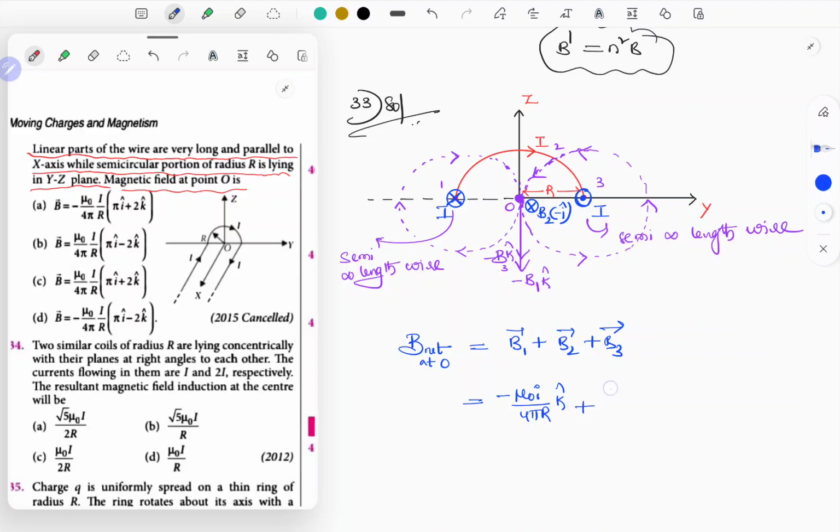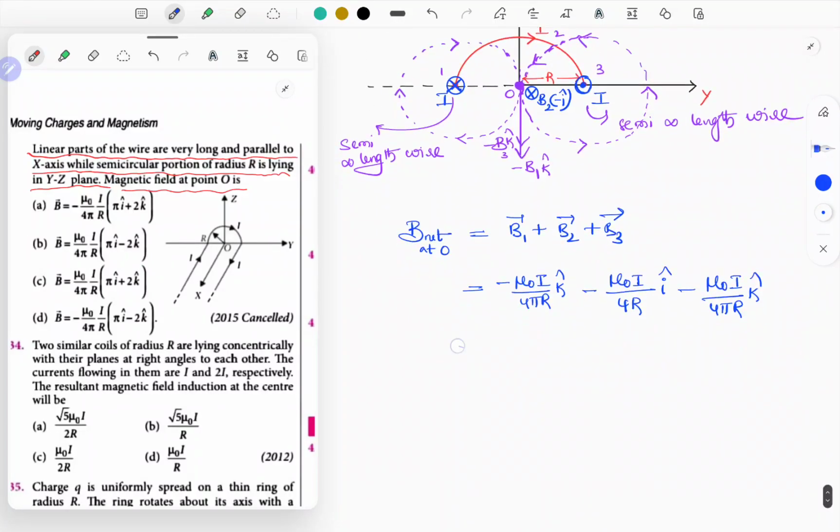Next, B2, it is into the board, right? So it's going to be a semicircle. Mu naught I by, it's a semicircular wire, right? So you are going to get 4R, direction minus i cap. Let me write down here itself, minus i cap. Next, B3, the magnetic field due to the third wire, that is also a semi-infinite wire. So already given the representation here, B3 is mu naught I by 4 pi capital R, direction minus k cap. Okay, so this current is capital I, right? Let me substitute that.